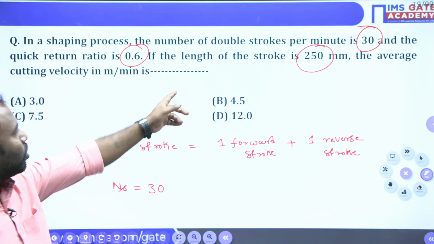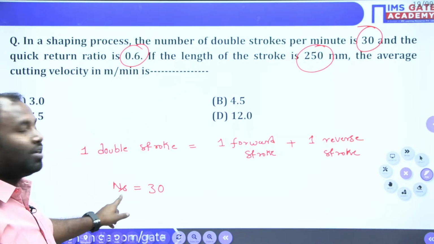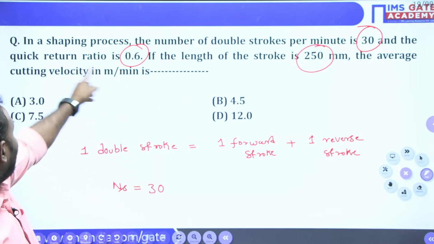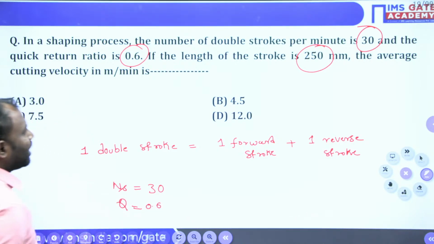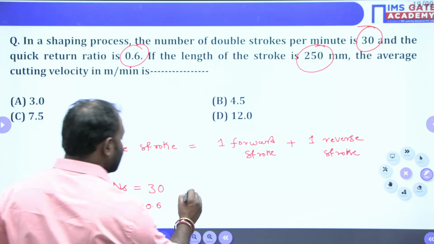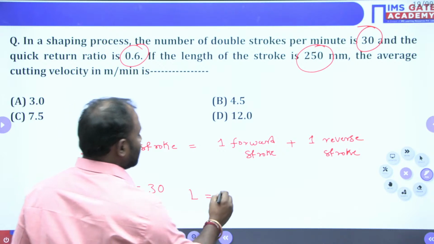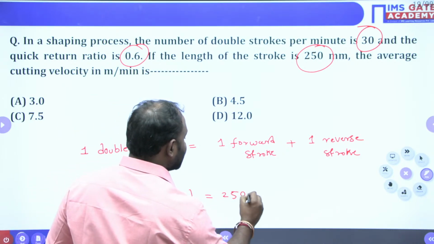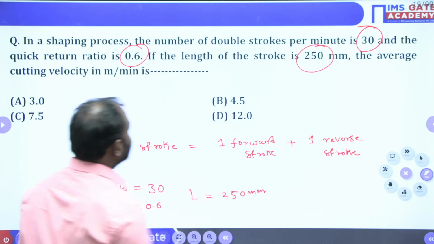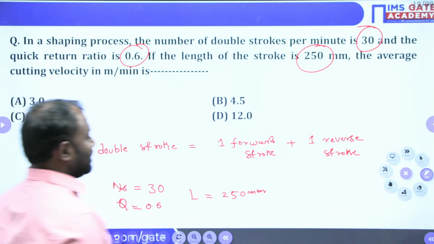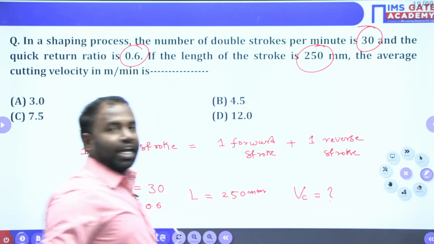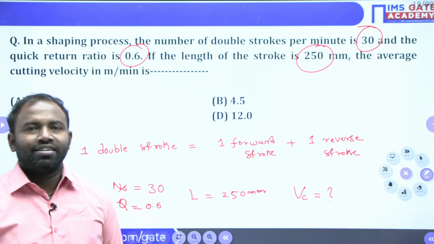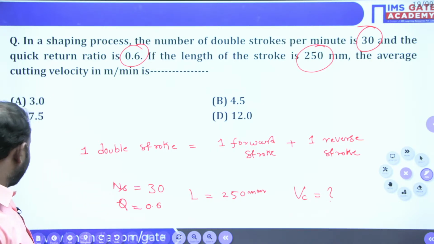So, number of strokes per minute is given as NS equal to 30. Now, quick return ratio Q is equal to 0.6. Length of the stroke is given equal to 250 mm. Now, what do they ask you to calculate, guys? They ask you to calculate cutting velocity. Clear, everybody? Yes, guys. Now, let us solve this question in a simple way.